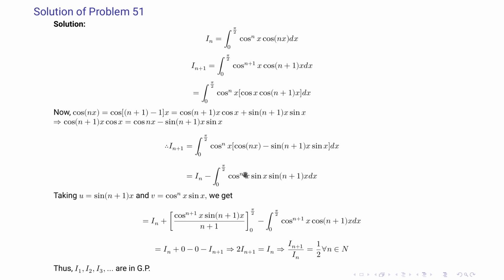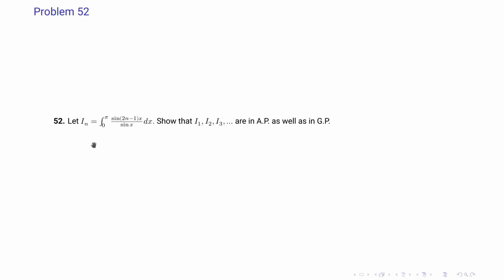So this you integrate by parts, and when you integrate by parts, you will have one term which will be 0, and you will have another term which is nothing but In plus 1. So In plus 1 is equal to In minus In plus 1. You take it to the left hand side, and it becomes 2 In plus 1 is equal to In. That is, In plus 1 by In is equal to half, which is constant. And that's why we can say that I1, I2, I3 and so on are in GP.